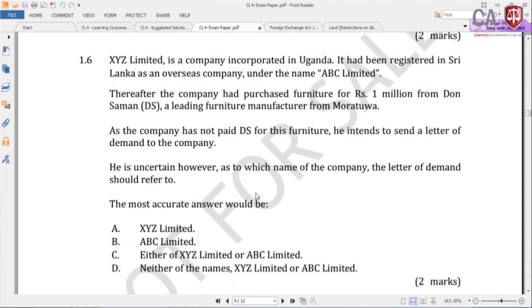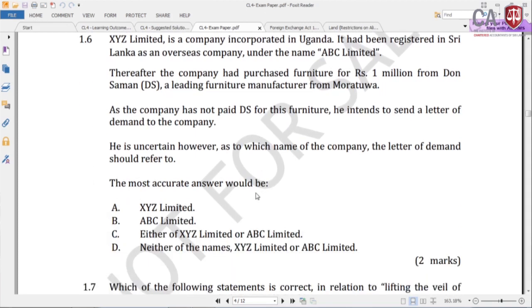Next question. XYZ Limited is a company incorporated in Uganda. So XYZ Limited is a company incorporated not in Sri Lanka but in Uganda. It has been registered in Sri Lanka as an overseas company, under a different name, ABC Limited.